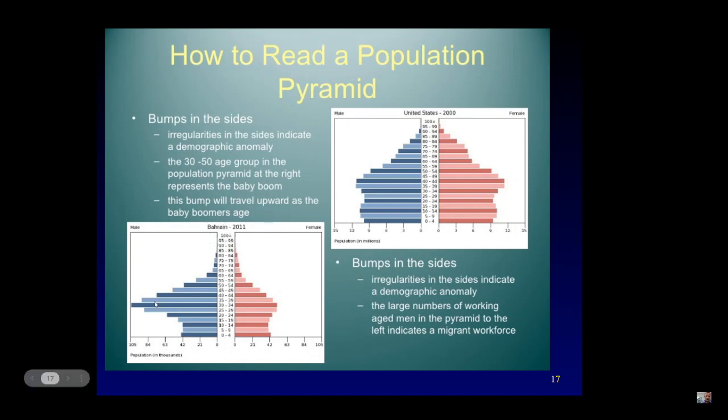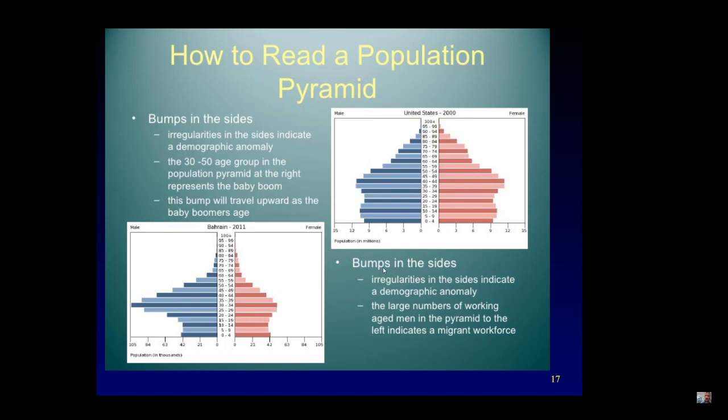Obviously, if we're looking at Bahrain, look at this. Look at the male side. This is the male side. There's this huge peak, right? What does that mean? It shows irregularities, and what we should kind of look at, right? This indicates demographic anomalies. But in the 30 to 50 age group in the population pyramid at the right represents the baby boom, right? We have this huge baby boom here, but then the baby booms might slow down. This bump will travel upward as the baby boomers age. So there is going to be a higher amount of old people as we go along.